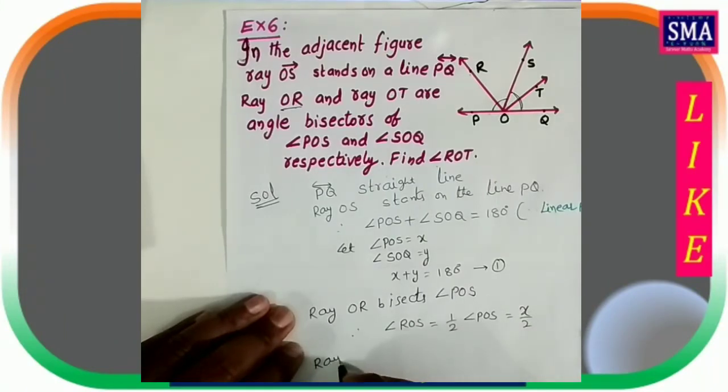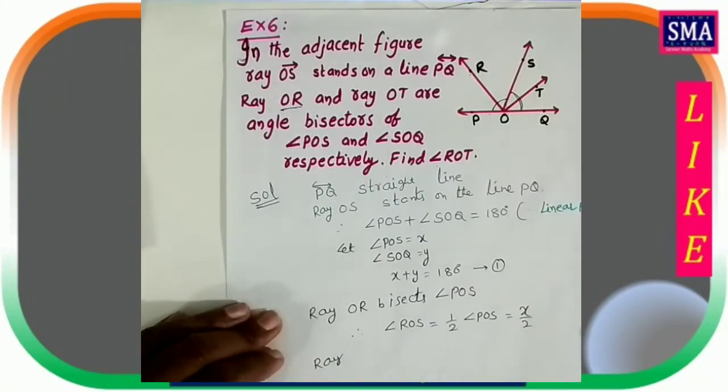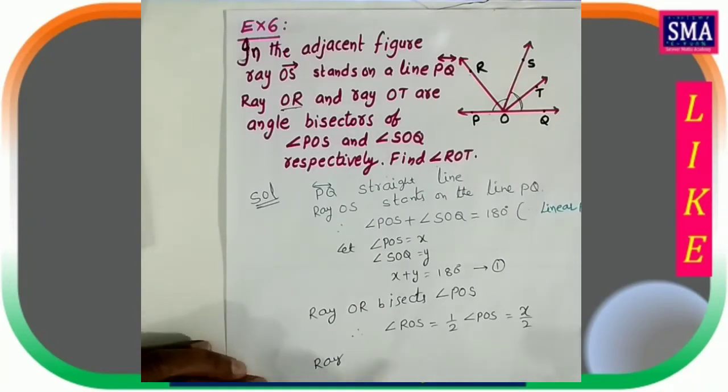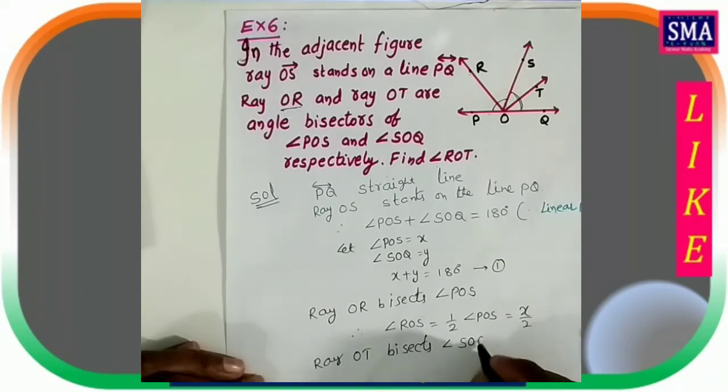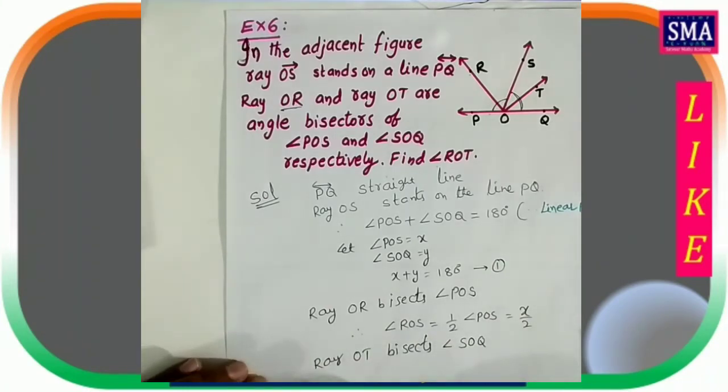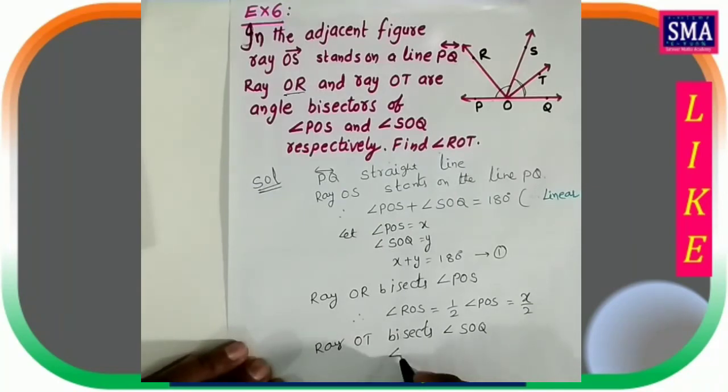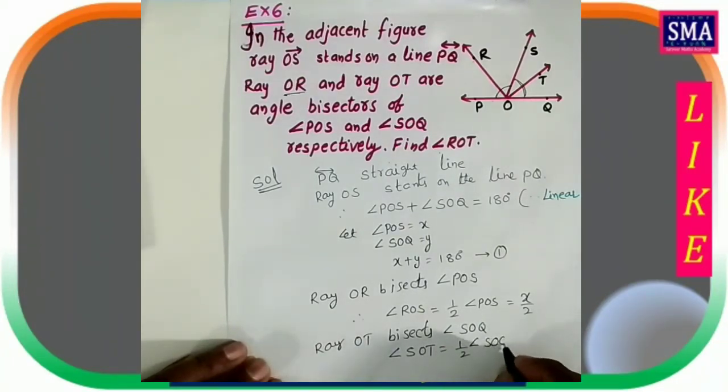Another one, ray OT bisects angle SOQ. Therefore, angle SOT is equal to half of angle SOQ, which is equal to Y by 2.